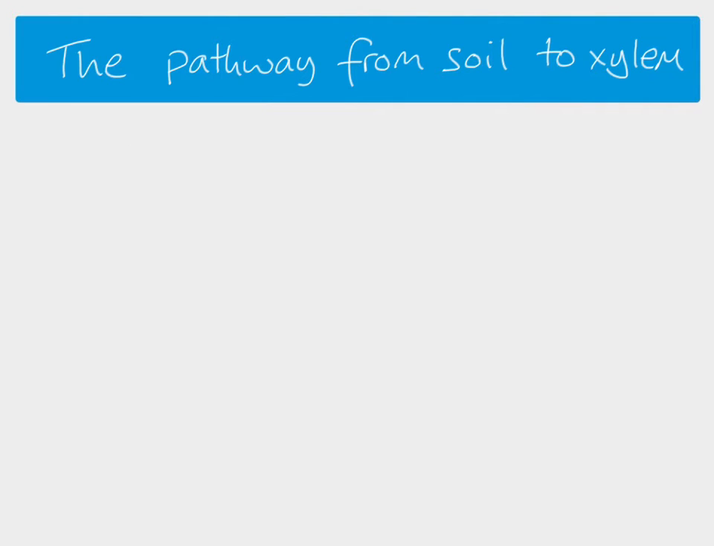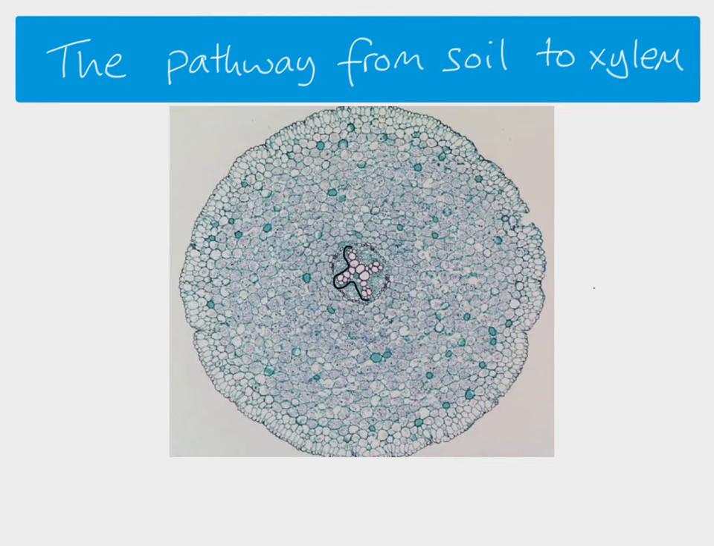Okay, so we're going to look just at what's happening in the roots now. So we start off with water in the soil, and we have to get the water all the way to the xylem. So here is a microscope diagram. You've seen something like this before, and I've highlighted there. It looks like an X, which is handy. So X for xylem, that's the xylem tissue in the middle of the root there.